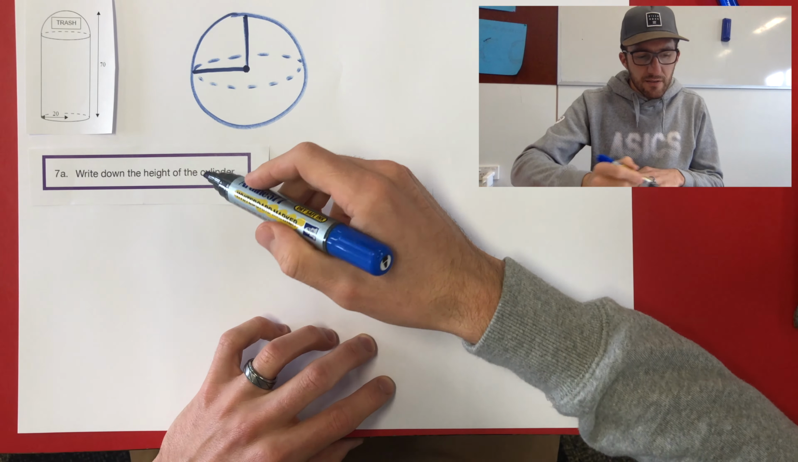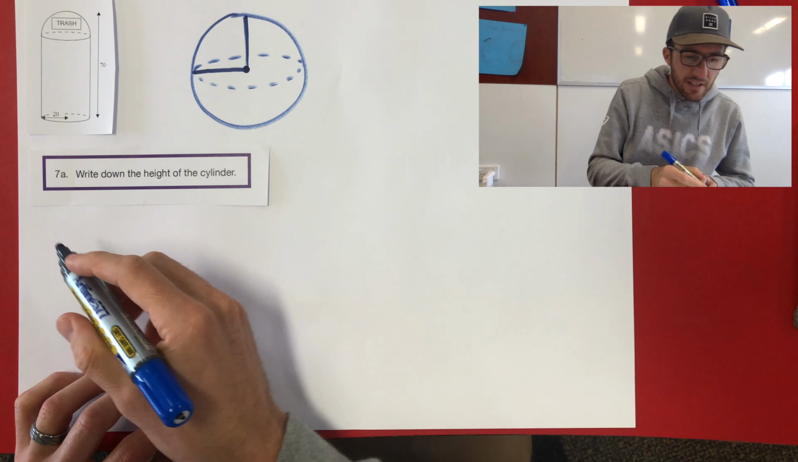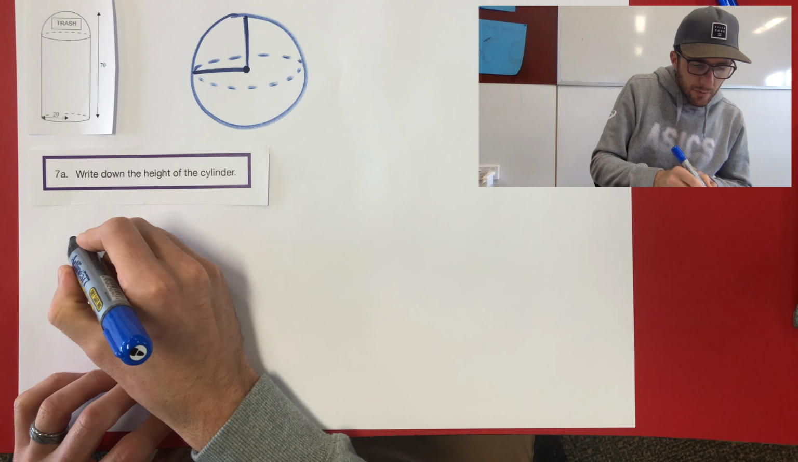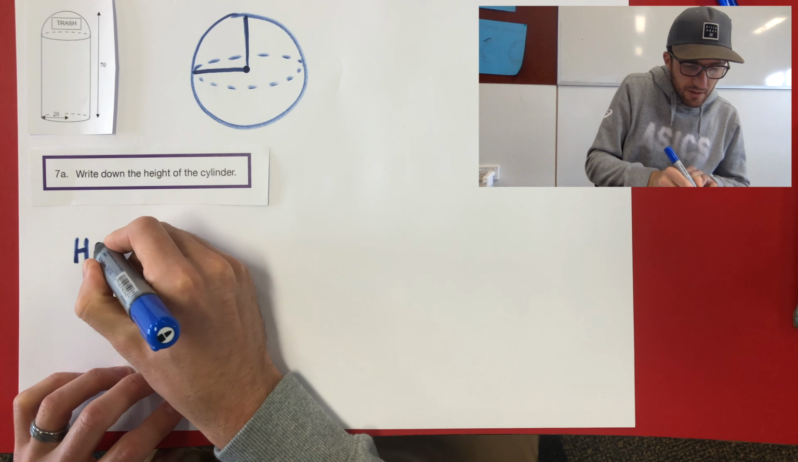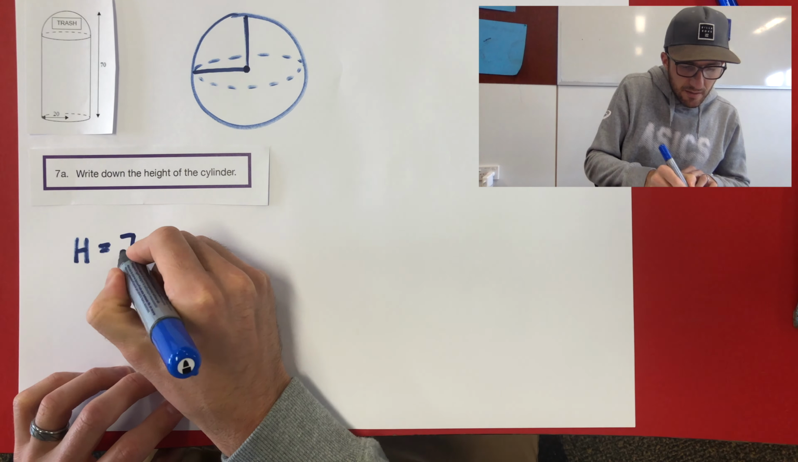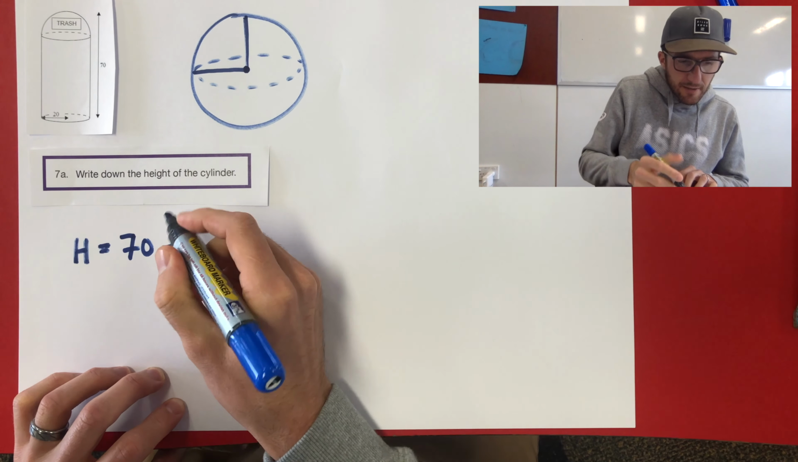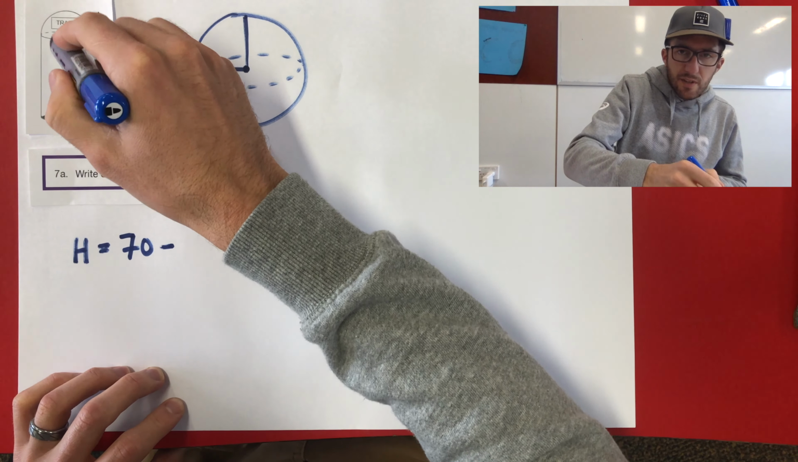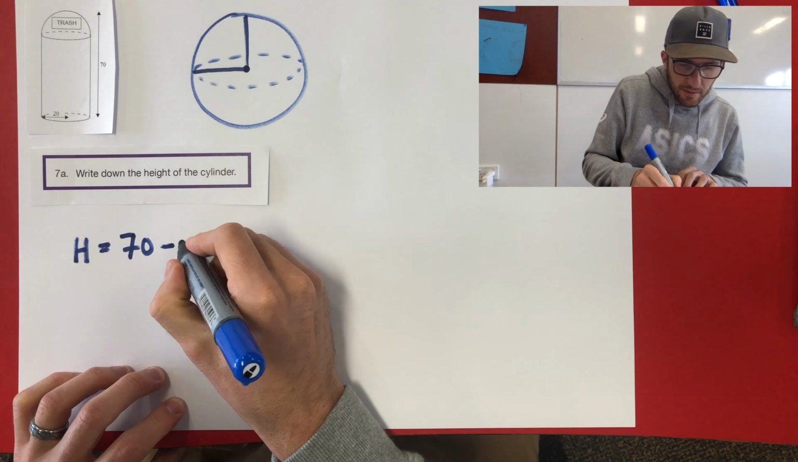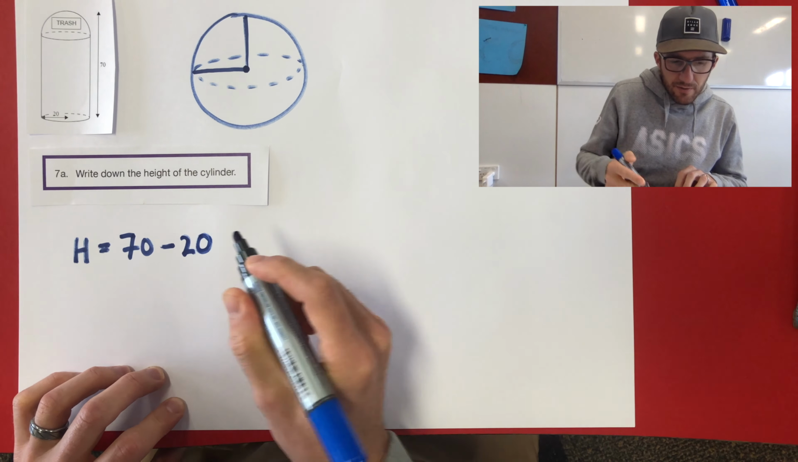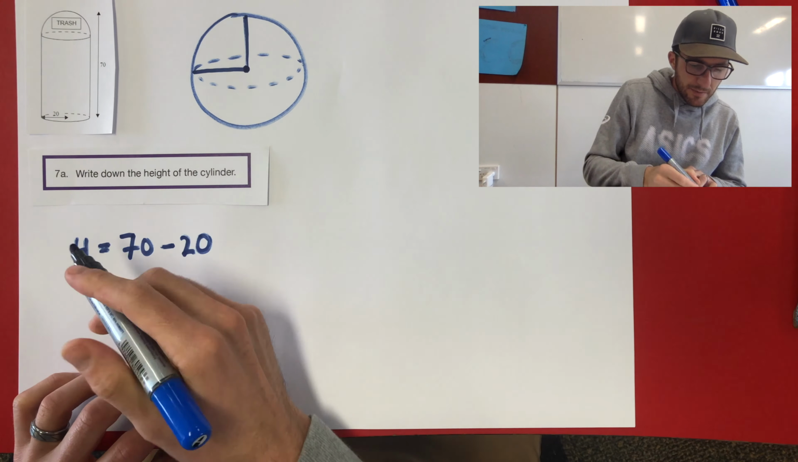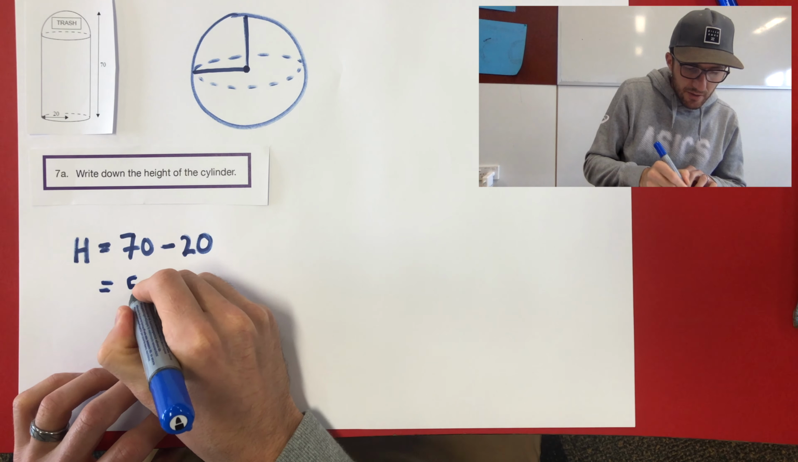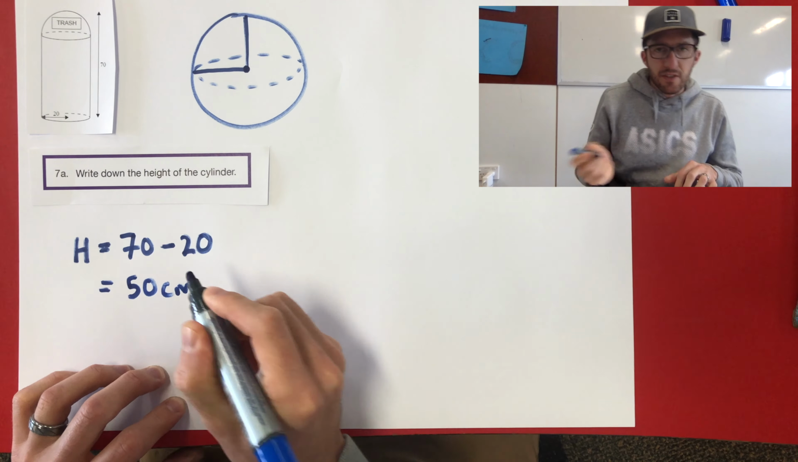So, write down the height of the cylinder. Well, the height of the cylinder, let's do height as a capital H, equals 70 take away that 20 centimetre height for the hemisphere, because we're just trying to find the height of the cylinder, just this length here. So 70 take 20 equals 50 centimetres.